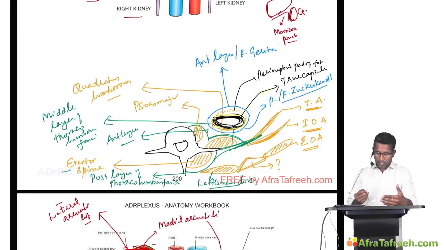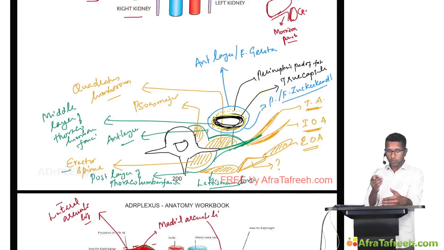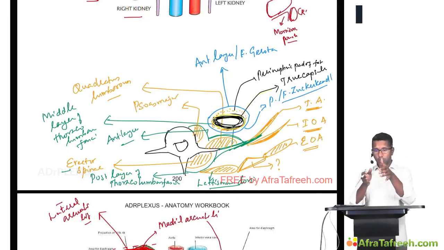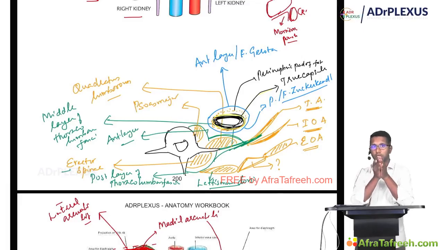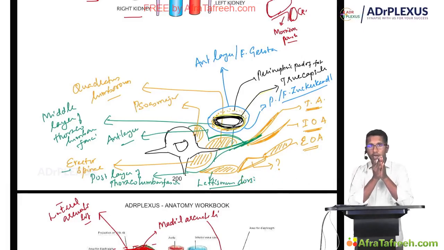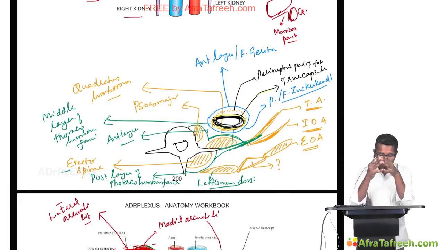Now this false capsule not only encloses the kidney, when it goes above, it also encloses the suprarenal gland. This is a false capsule which has two layers. The anterior layer is called the fascia of Gerota. The posterior layer is called the fascia of Zuckerkandl.